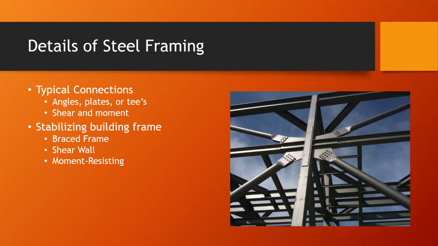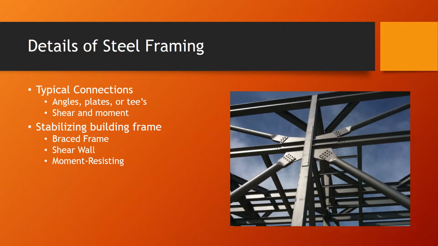Stabilizing the building frame. There are three types of systems used to stabilize against lateral forces: braced frames, shear walls, and moment-resisting frames. Braced frames use diagonal bracing relying on shear connections with two different orientations, regular and eccentric. Eccentric are spaced out connections to create more resistance.